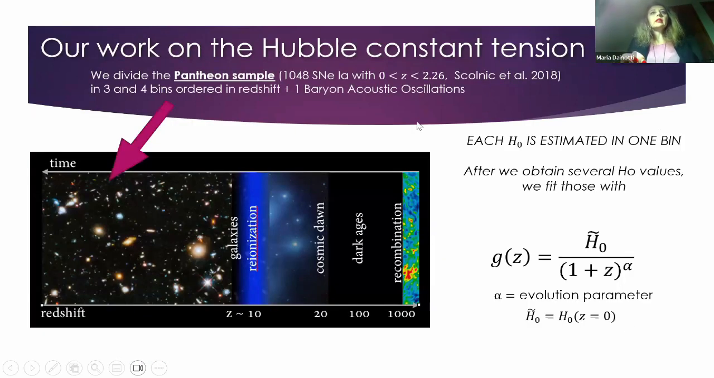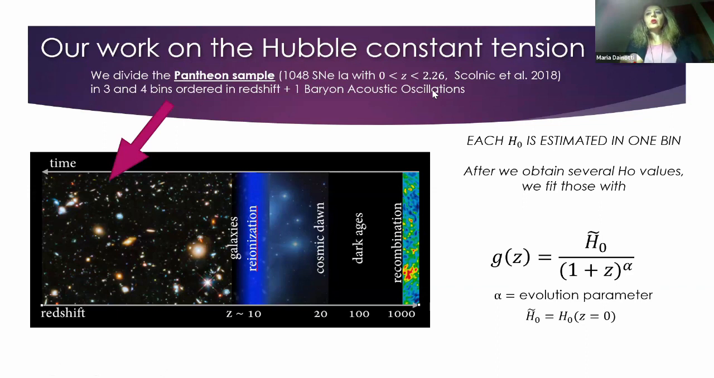Now, what we did practically was to divide the Pantheon sample, which is a collection of 1,048 supernovae, into 3 and 4 bins that are ordered in redshift. Then we continued binning them into 20 and 40 bins. The Pantheon sample release has been taken from the paper of Scolnic et al. 2018. Now, what we did was to try to understand whether there is an evolving trend of the H0.